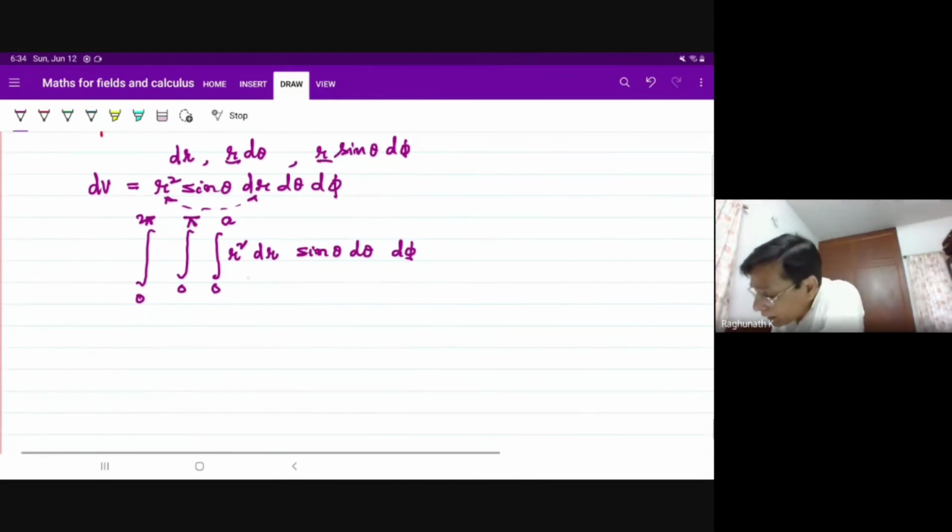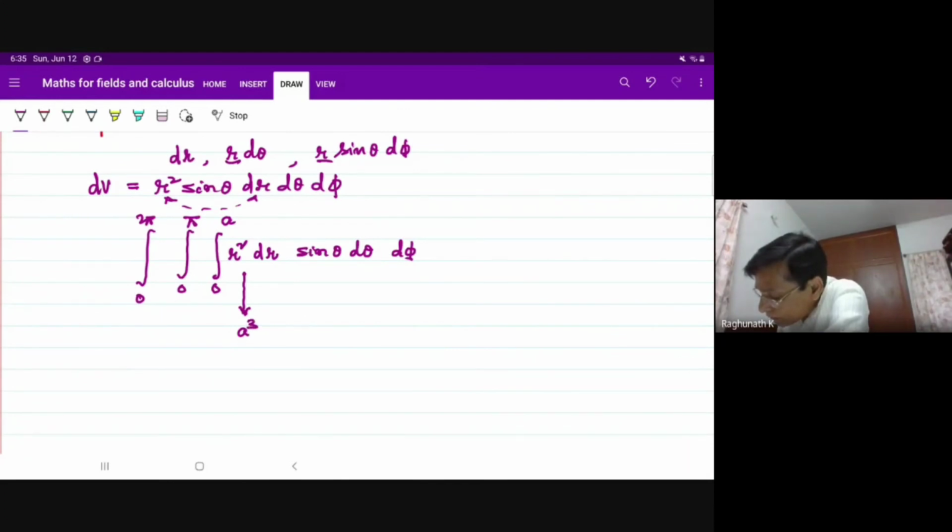The first integral gives me a cubed by 3. Integral sin theta d theta, we saw just now, from 0 to pi is minus cos theta from 0 to pi, which is 2. Integral d phi from 0 to 2 pi is 2 pi, because of which the volume of the sphere of radius A is equal to 4 by 3 pi a cubed.